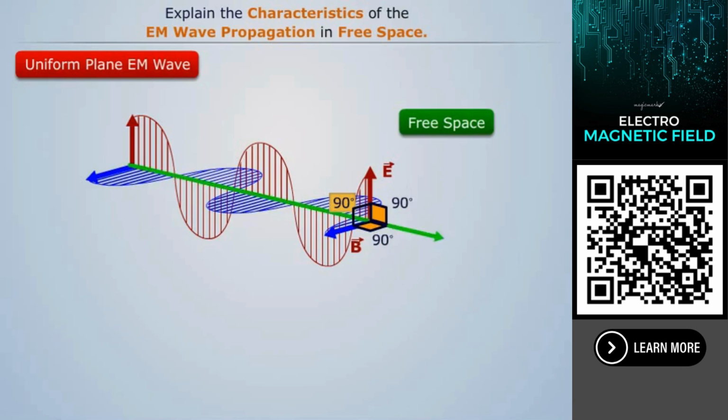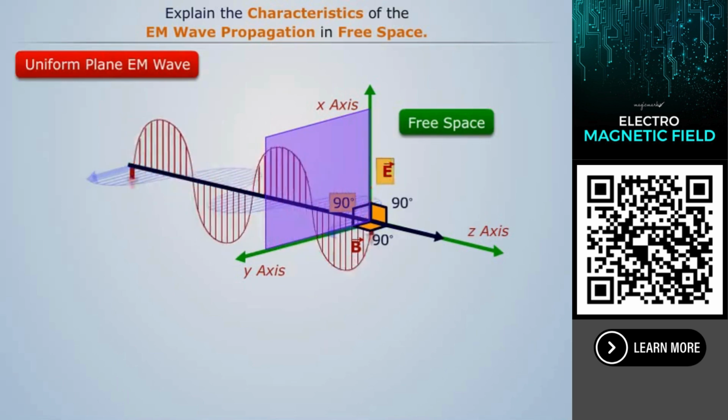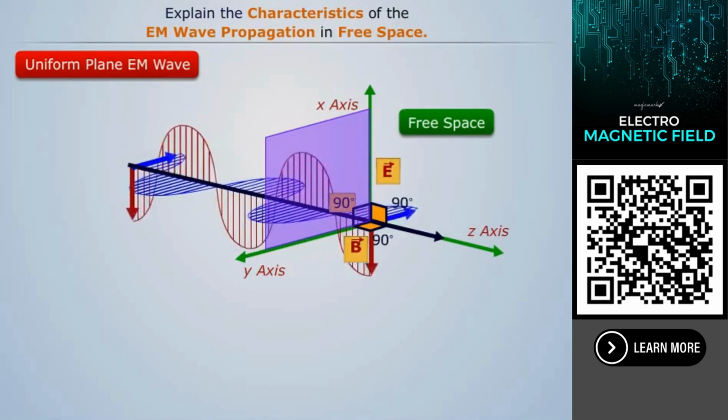Let's now consider that the wave is propagating along the z-axis, the electric field is directed along the x-axis, and the magnetic field is directed along the y-axis. Let's consider only the electric field. Since the wave is considered to be a uniform plane wave, along the plane perpendicular to the z-axis, variations of the electric field and the magnetic field will be the same.